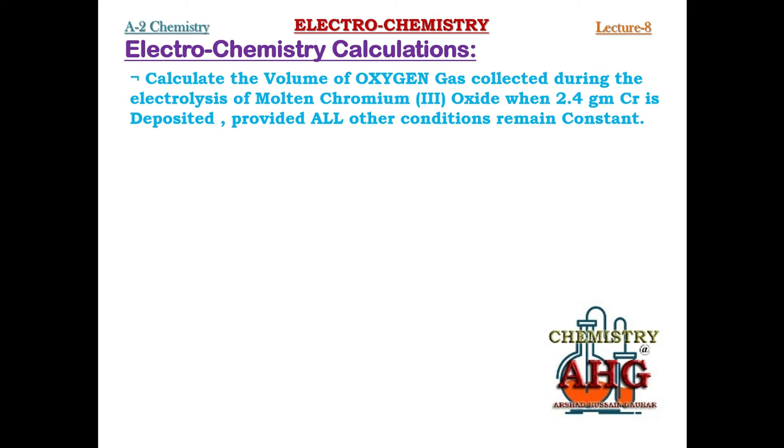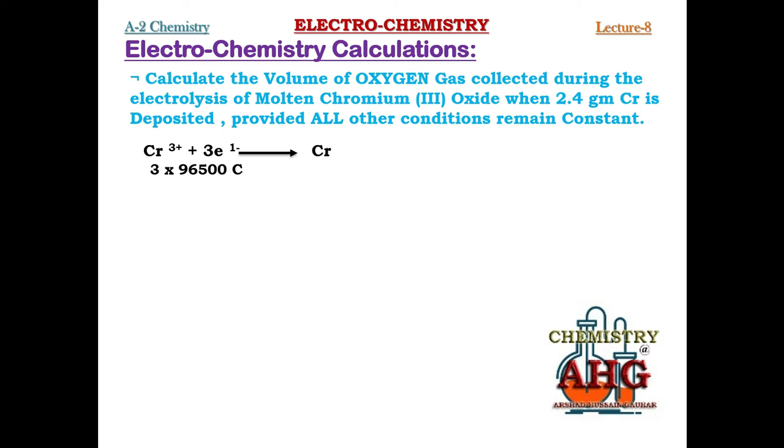Method 1: write down a chemical equation for the reduction of chromium. Why will we start with the reduction of chromium? Because we have been given one piece of information for chromium, it is 2.4 gram. How will you use that information? Look at this balanced equation. You can see in this balanced equation 3 moles of electrons are involved, so you can write down 3 into 96,500 coulomb, and it is equal to 1 mole of chromium.